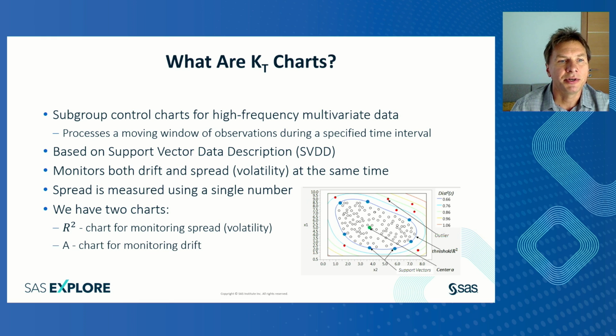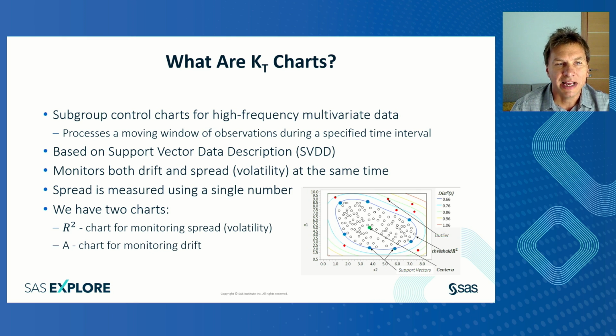KT charts allow monitoring both drift and volatility of the process at the same time. And volatility or spread is measured using a single number. There are two charts produced by the method: R-squared chart for monitoring spread or volatility, and A chart for monitoring drift.